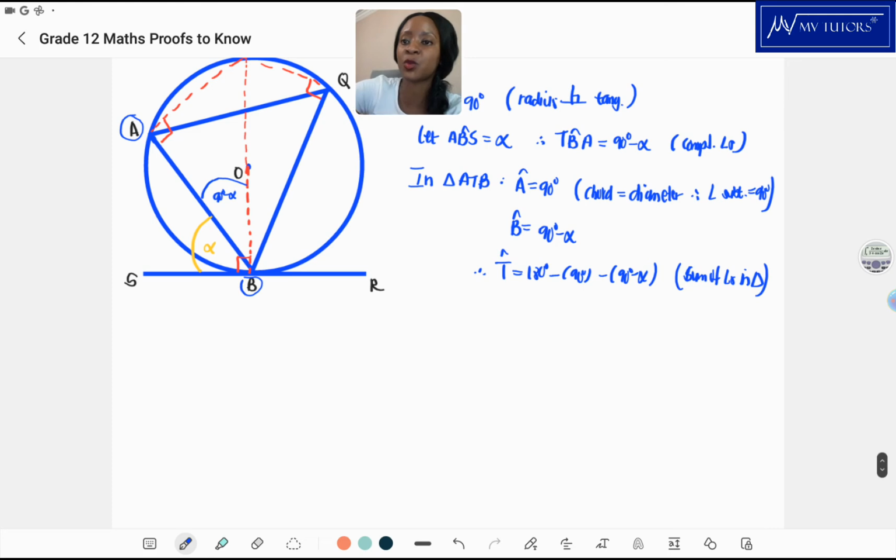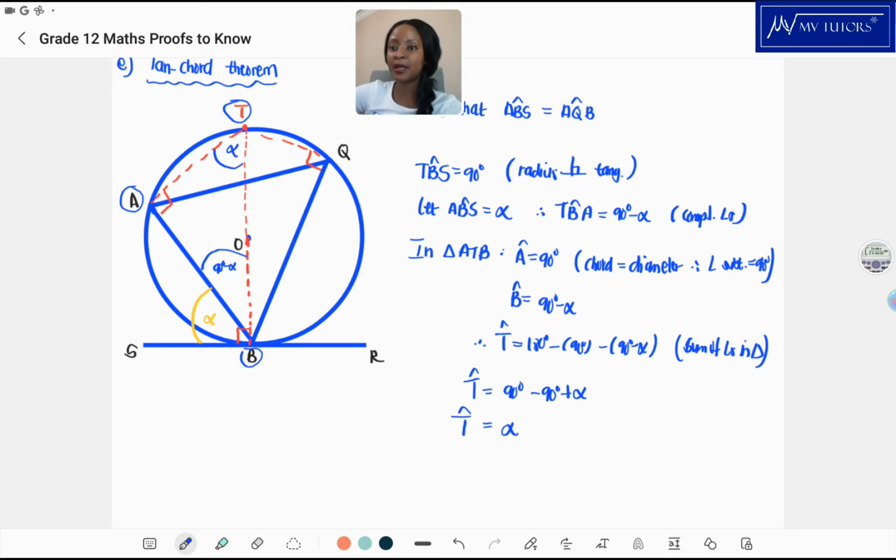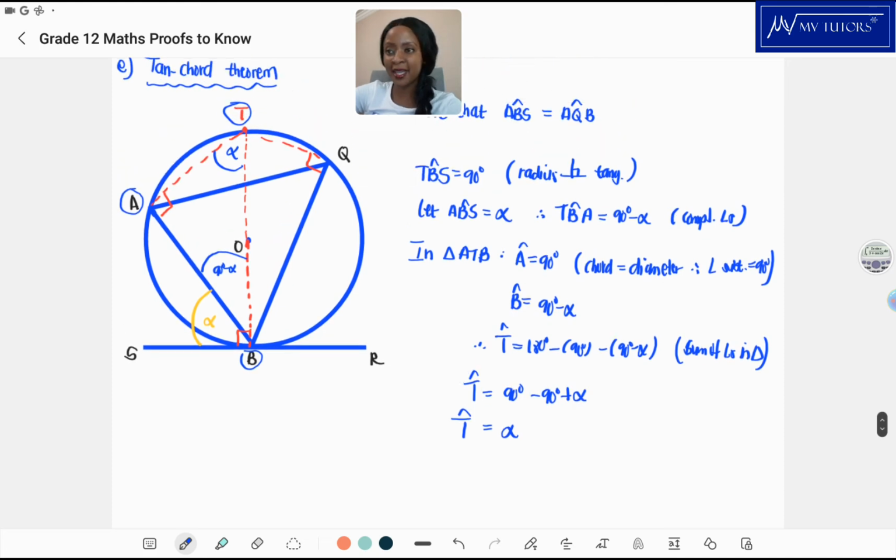Okay, so let's just work out what T is. So T, 180 minus 90, that is 90. And then we have minus 90 and we have plus alpha. So we have that T is alpha. Okay, so we can put it in there. T is alpha. Now we have a cyclic quad here.